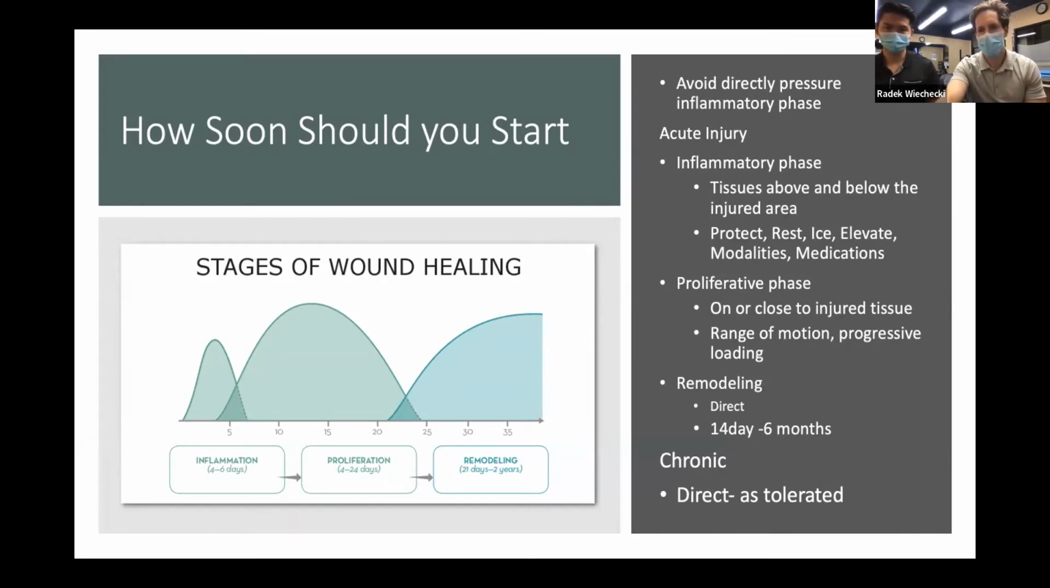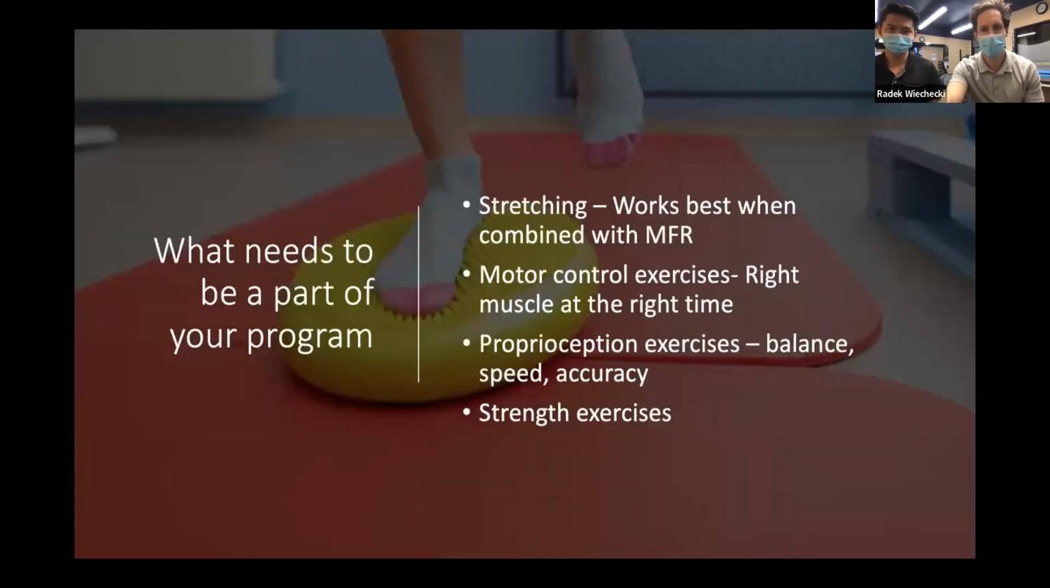And in chronic phases, which most people, I think, build up a series of these trigger points, it's as tolerated and directly over top of those knots. So if you have any kind of injury, these are probably the most important parts that you should be including.